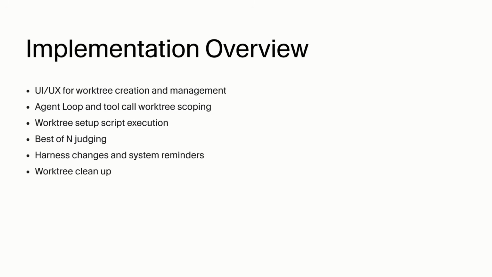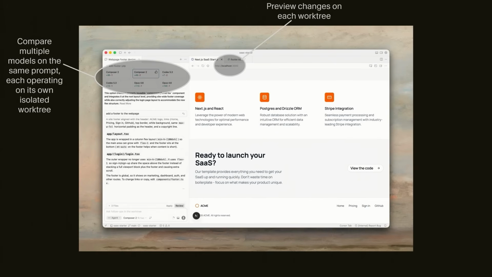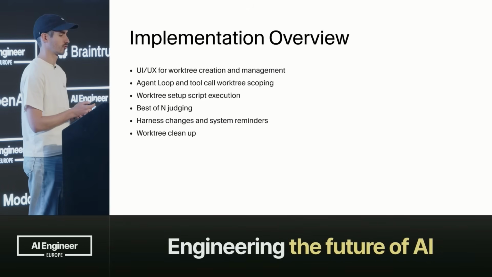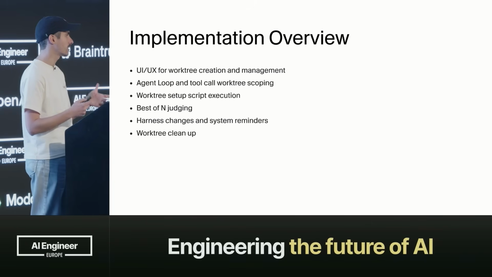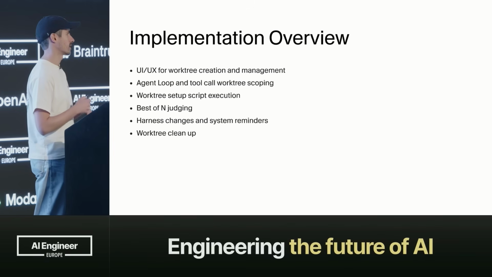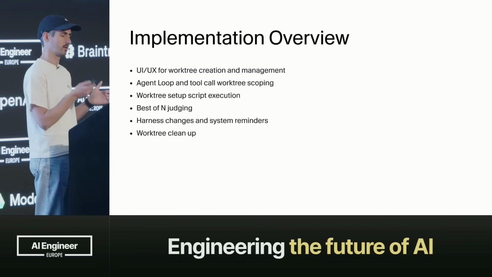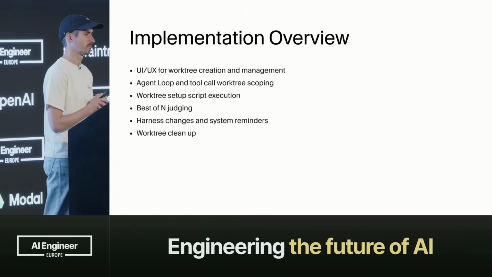We also have the judging. So I didn't show you this before, but there's a little thumbs up icon on one of the models. That's just a judge that we run that tells you which implementation looks the best based on different criteria. And then we also had to make some changes to the harness and introduce some system reminders to help the agent stay on track in these worktrees. And then finally, there's some cleanup complexity as well, because people like to spin up hundreds of these worktrees, and then their disk sizes blow up, and we have to help them by cleaning up the worktrees that stay behind.